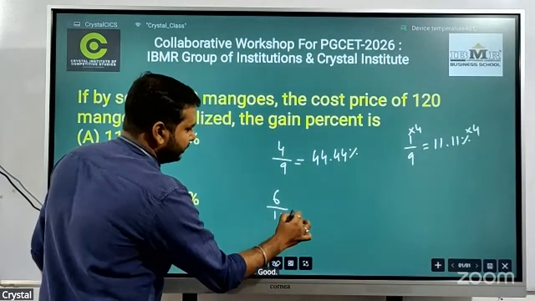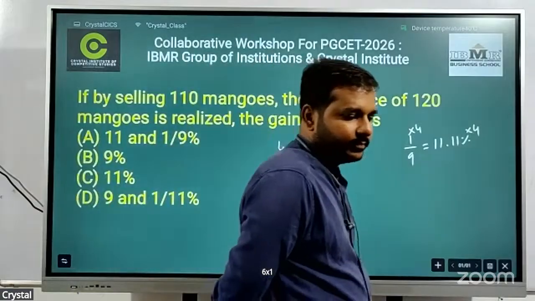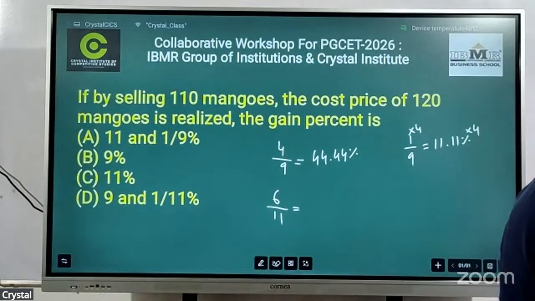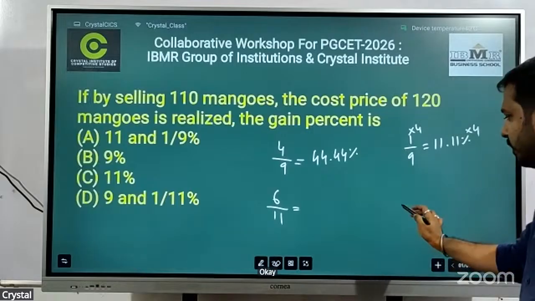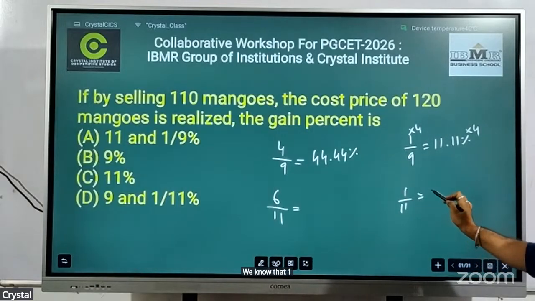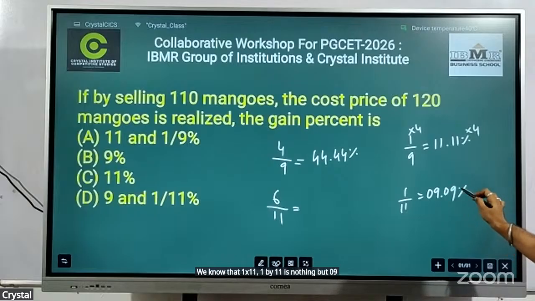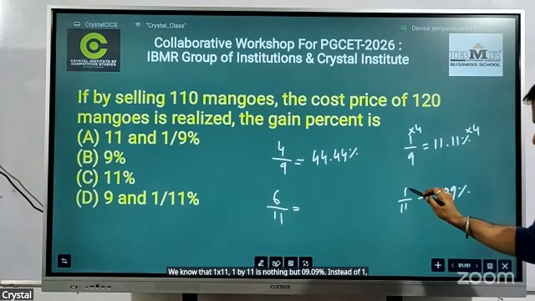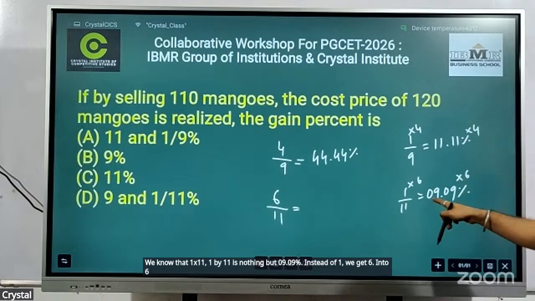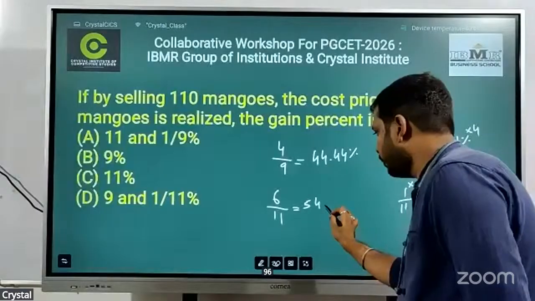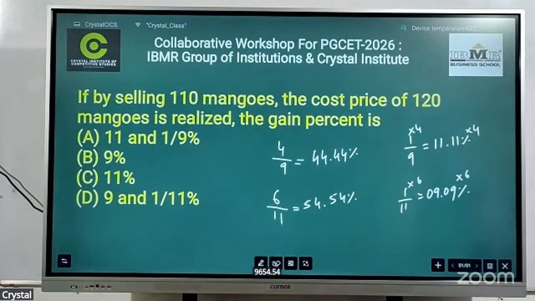6 by 11. We know that 1 by 11 is nothing but 09.09%. Instead of 1, we get 6, so 09.09 into 6 is 54.54%. Not 55, 54.54%.